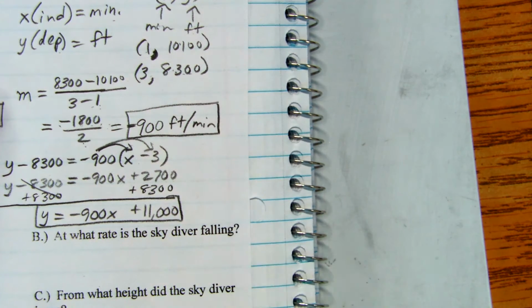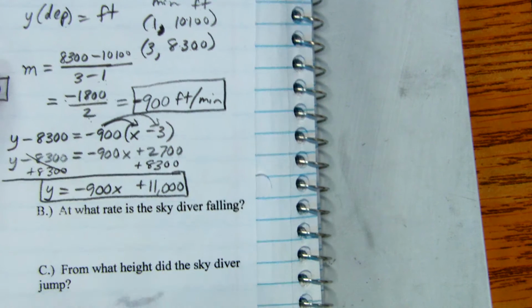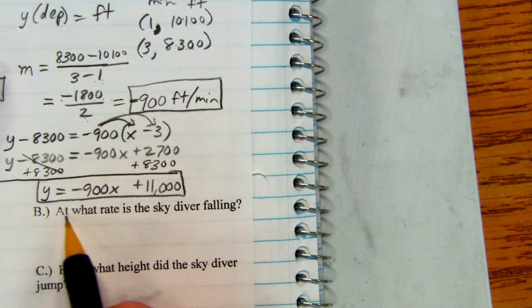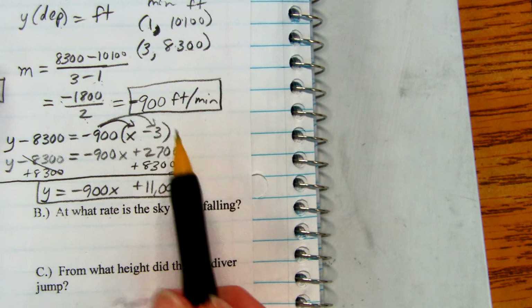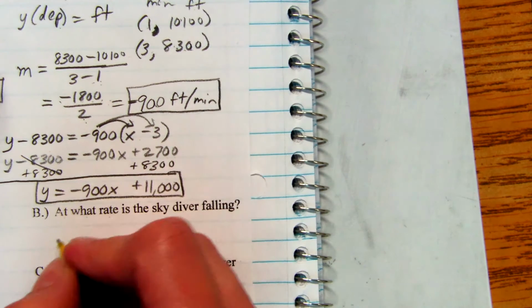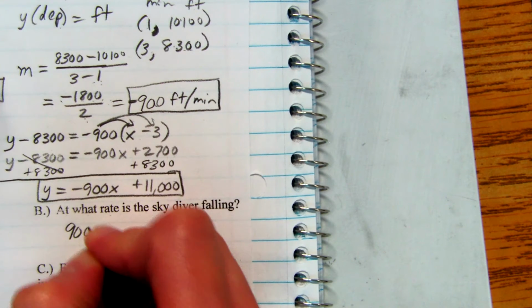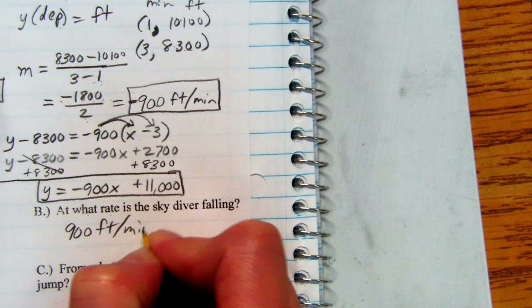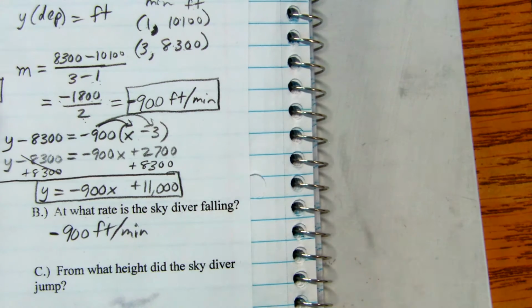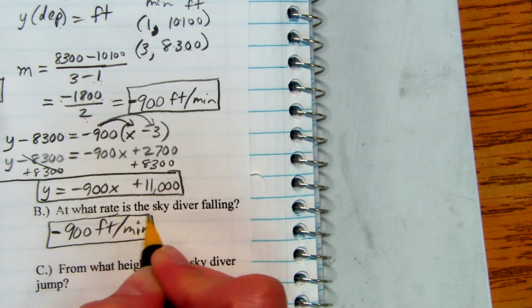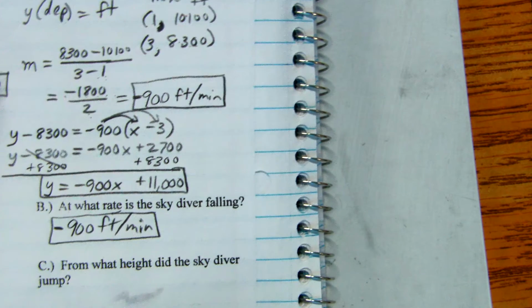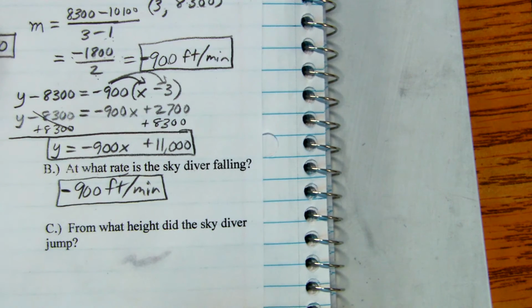So it's asking us some questions about this now. At what rate is the skydiver falling? Well, we already talked about that up here on the slope. So he's falling at a rate of 900 feet per minute. And if you want to put the negative on there, it's totally fine. That's our rate of change. We talked about rate of change when we were doing slope before, so that's what's happening.